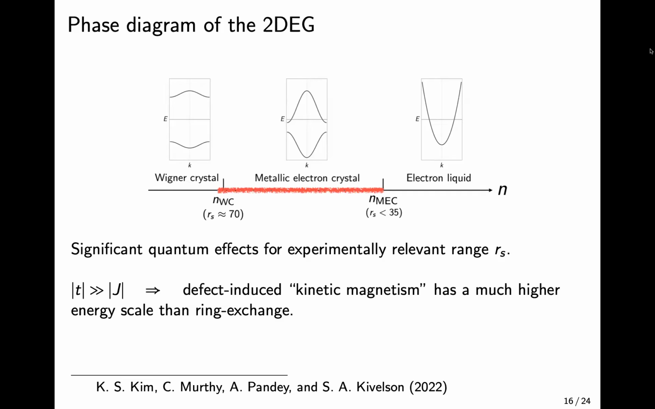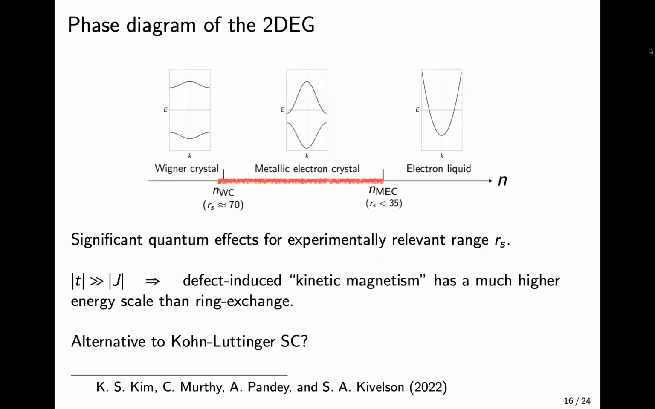Maybe one other thing to note is that this Fermi surface of this metallic charge density wave presumably has its own instabilities. And so one thing that I'd like to try to understand is whether, for instance, there could be a superconducting instability of the system. So this might give you some kind of alternative to the usual Coulomb mechanism of superconductivity.